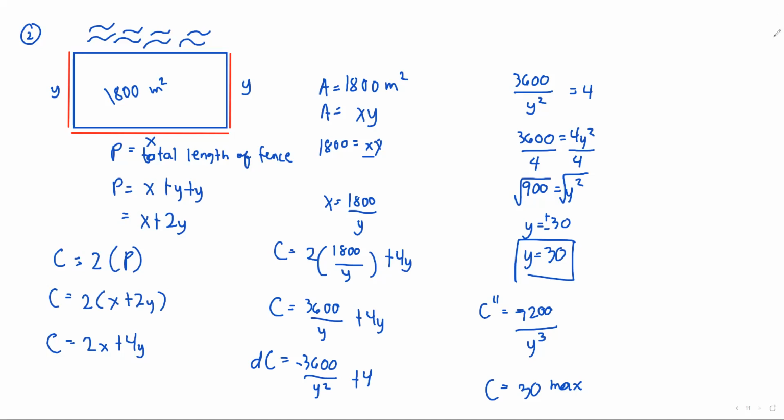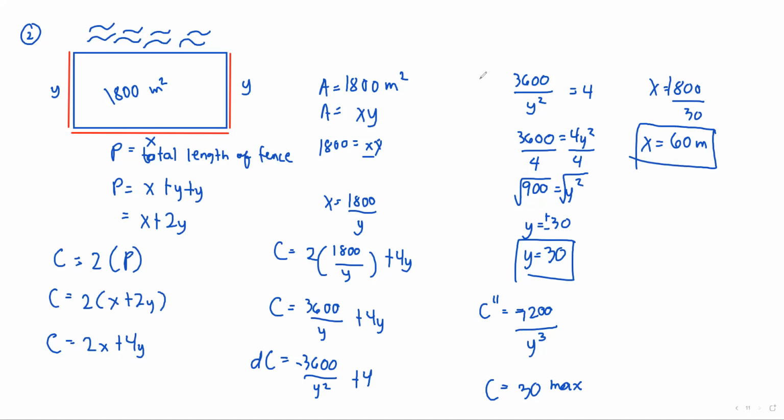Ano bang tanong? Ano bang hinahanap sa problem? What dimension will minimize the cost? So, wala pa tayong value ng X natin. So, may Y na tayo. Yung X naman natin, kunin natin dito. Di ba? So, X is equals to 1800 over 30. So, X is equals to 60 meters. Okay? So, yan na ngayon yung dimension natin.